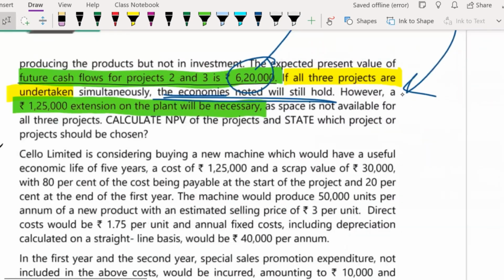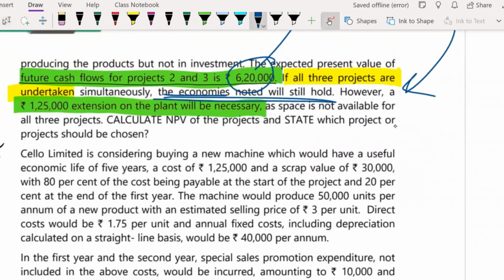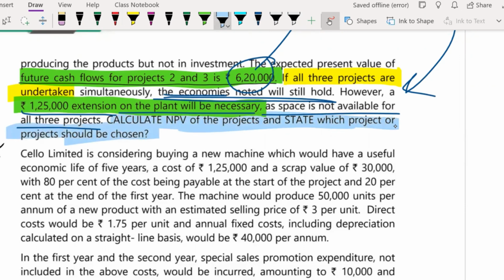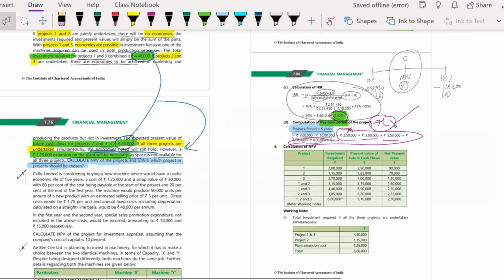Next they are telling you, however, a 1,25,000 extension on plant will be necessary as space is not available for all 3 projects. Even though you have 2 benefits, if you take all the 3 projects together, there is one cost you have to incur, because the factory space is not sufficient. You have to expand your factory, which will take around 1,25,000 of cash outflow. Now you have to calculate and tell them the NPV of the project and state which project should be chosen or not. So now you have to find out the NPV.